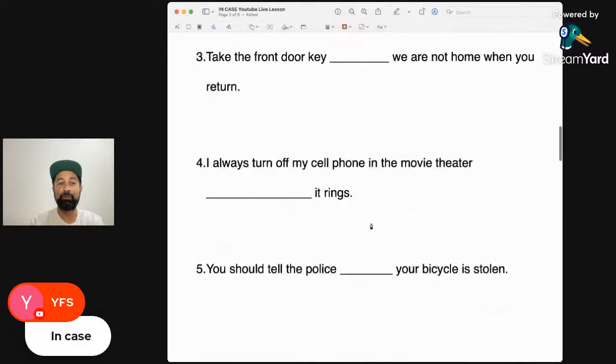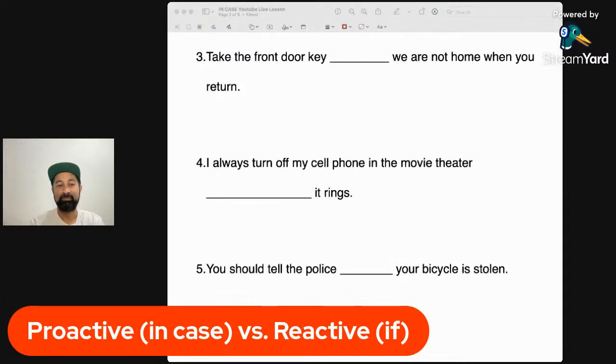Let's look at number 4. I always turn off my cell phone in the movie theater. Something, it rings. Will you choose if, or will you choose in case? I always turn off my cell phone in the movie theater. Something, it rings.